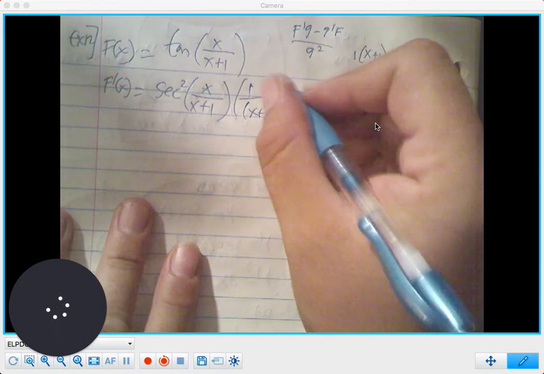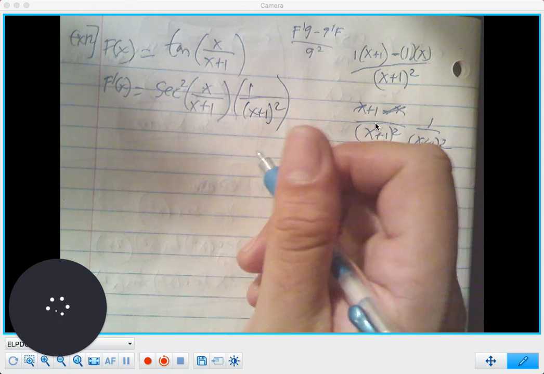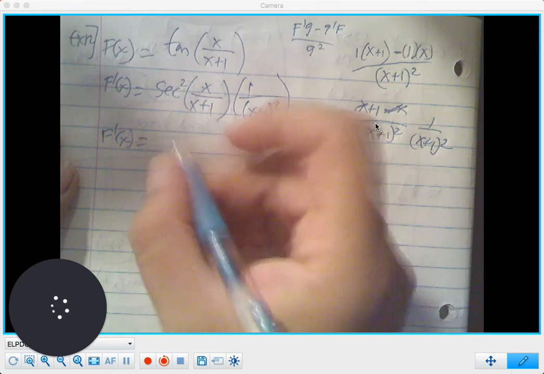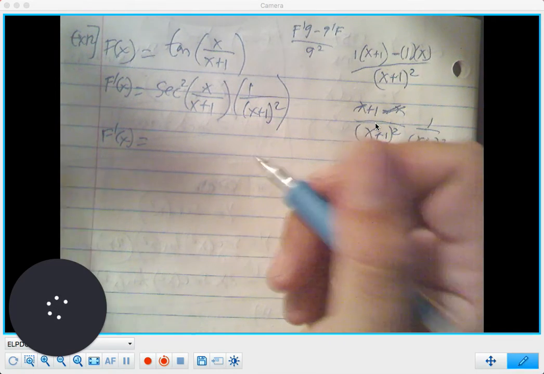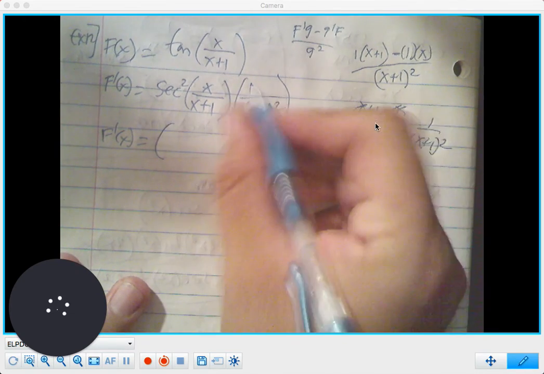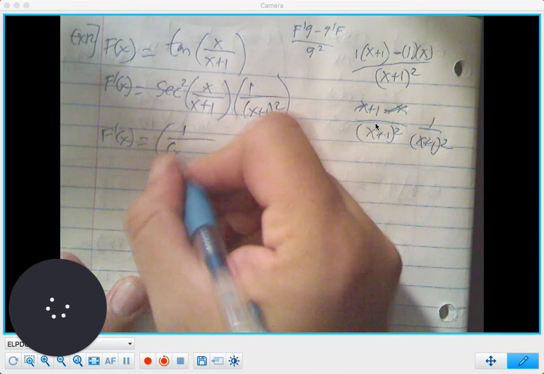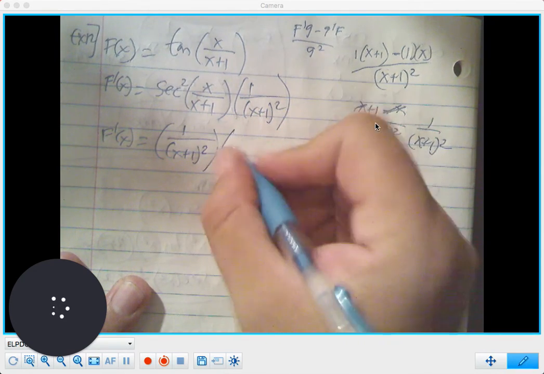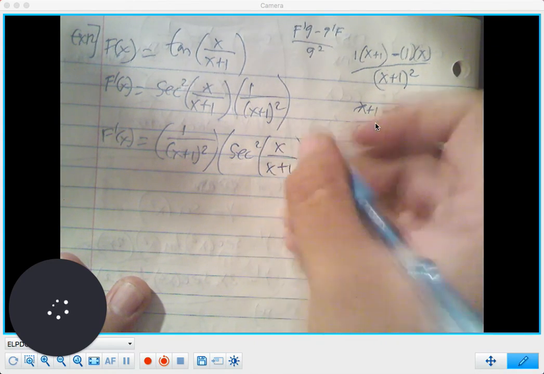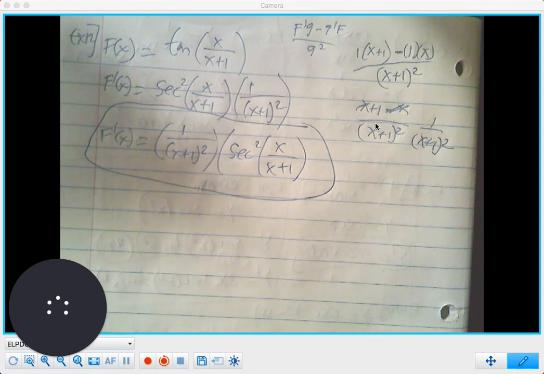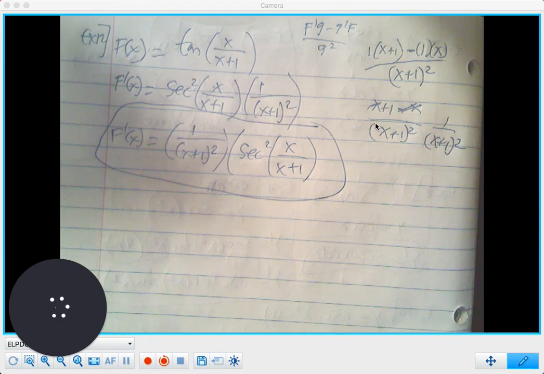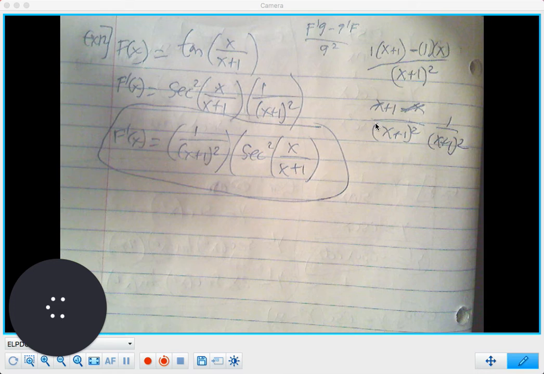Are we done? No, remember, we need to put this in the front. So f prime of x equals, oh, we can actually put it, let's see, no, it's gonna look weird. Okay, so we just bring this to the front, 1 over x plus 1 quantity squared times secant squared of the whole thing, x over x plus 1. See how crazy that looks? Cool? Okay, I think I'm done.